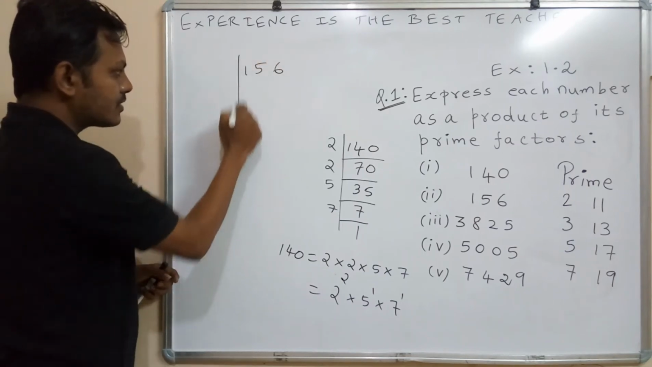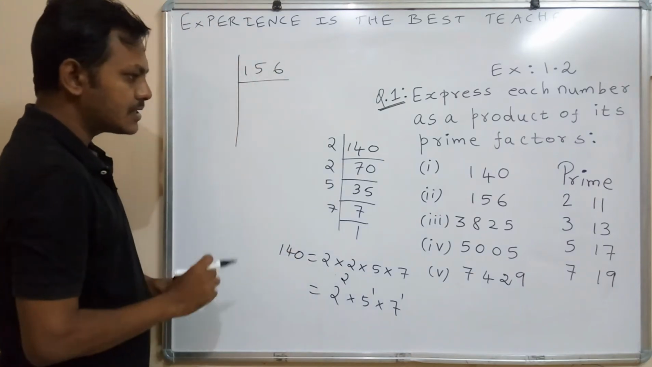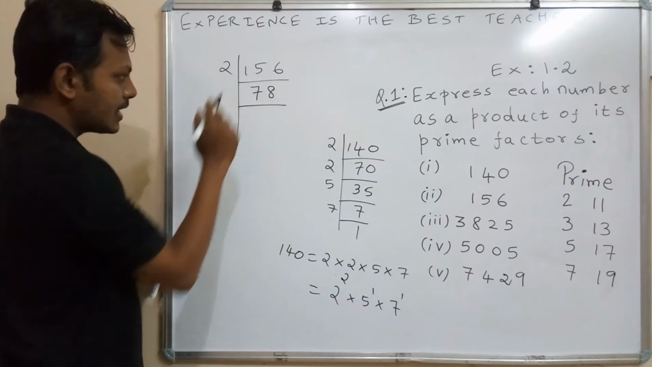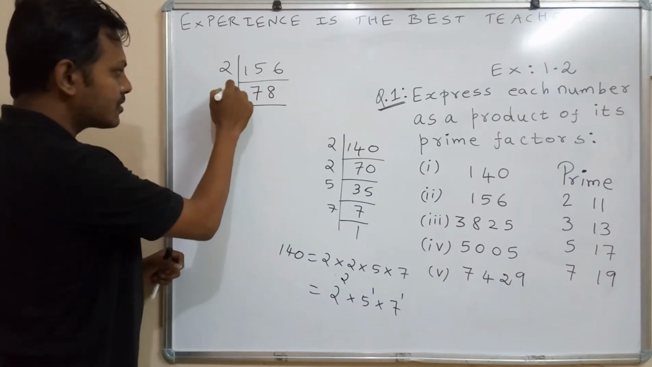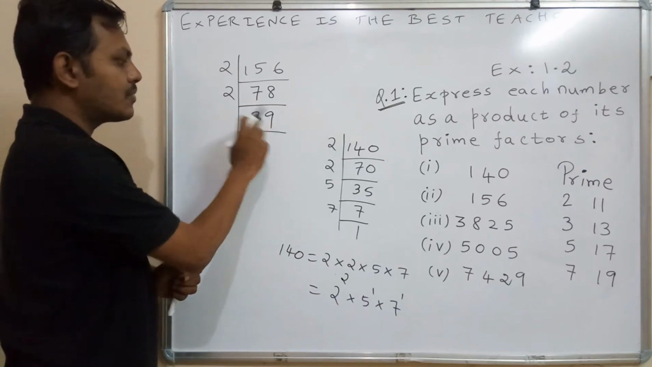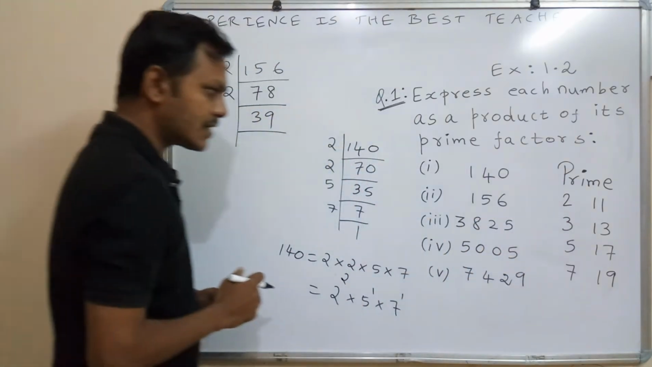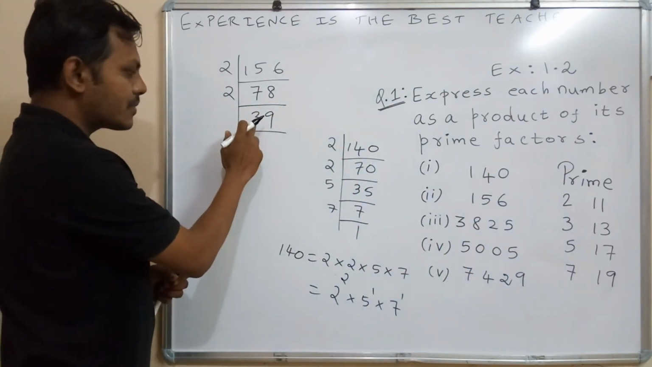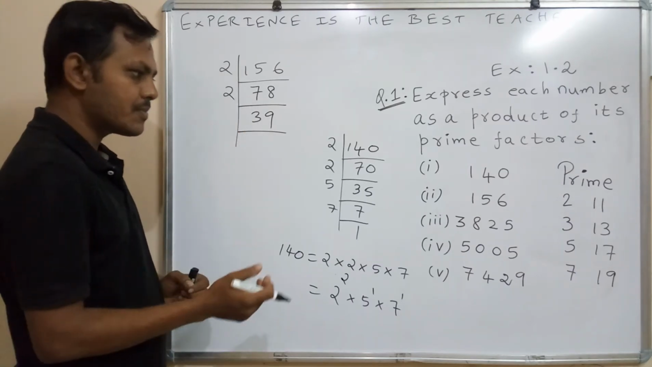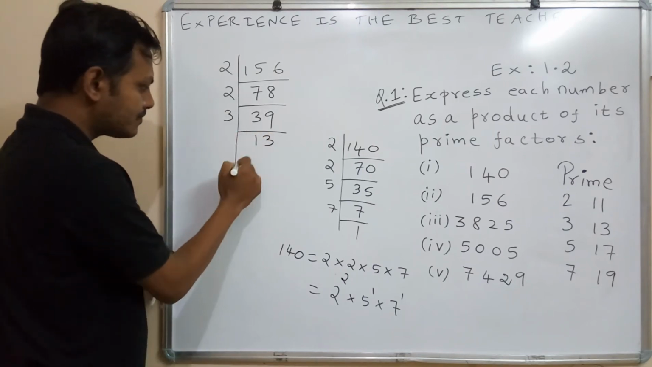156 also we can start using the 2 table because 6 is an even number. See, the unit place is an even number. So half of 156 is 78. Now again 8 is an even number, the unit place, 2 table 39. The next, 39, unit place is not an even number. You have to use next prime number. We will check for divisibility rule for number 3. 3 plus 9 is 12. So 12 will come in 3 table. 12 is a multiple of 3. So 3 table 1 time 3, 3 times 3 is 9.